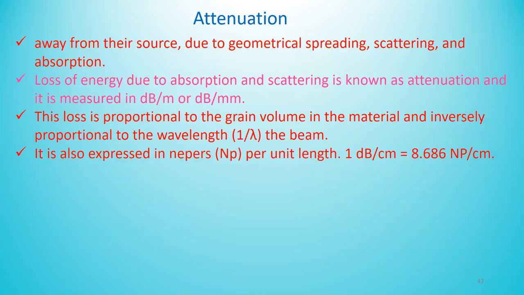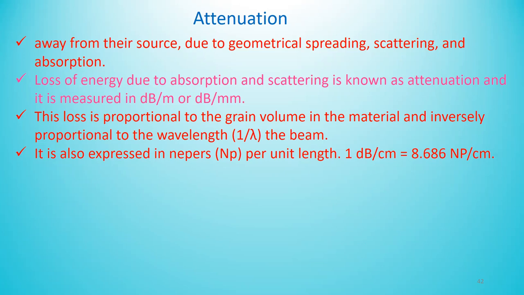Away from their source due to the geometrical spreading, scattering, and absorption. Loss of energy due to absorption and scattering is known as attenuation. It is measured in dB per meter or dB per millimeter. This loss is proportional to the grain volume in the material and inversely proportional to the wavelength of the beam. So it is also expressed in nepers per unit length.